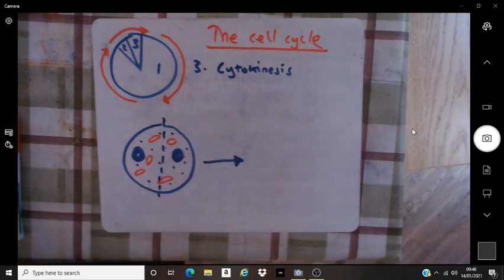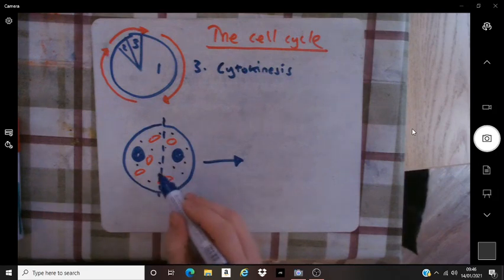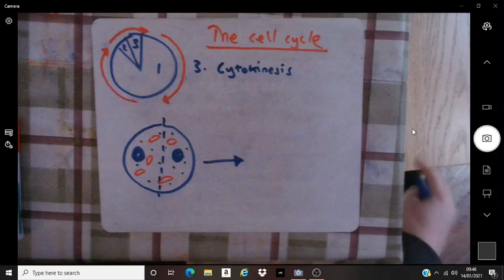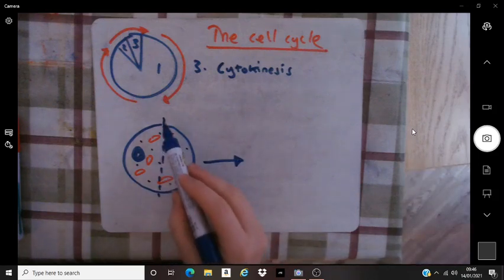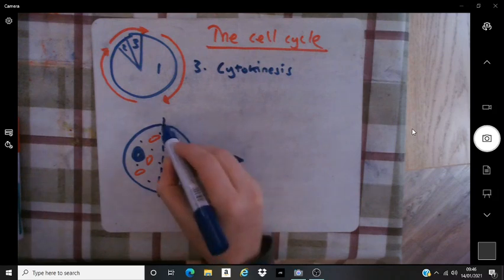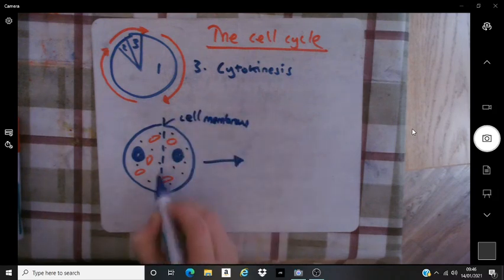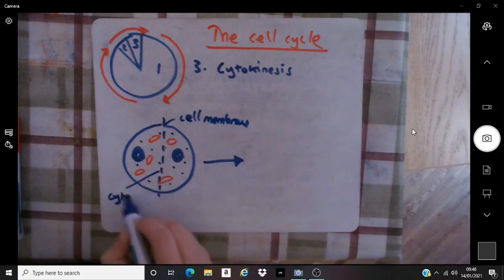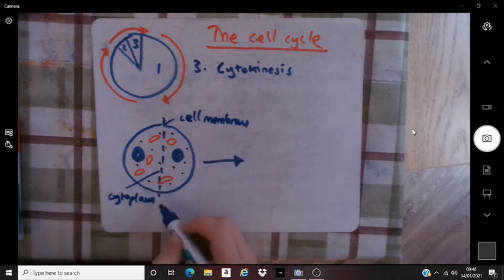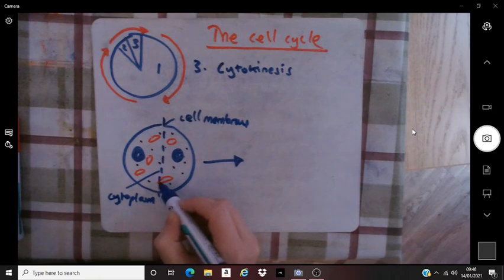So which parts of the cell has it actually snipped? Which parts of the cell has the line actually gone through? It's gone through the cell membrane and it's gone through the cytoplasm. I appreciate my line has also gone through a tiny part of my mitochondria there, but I promise you, the mitochondria would just move out of the way.